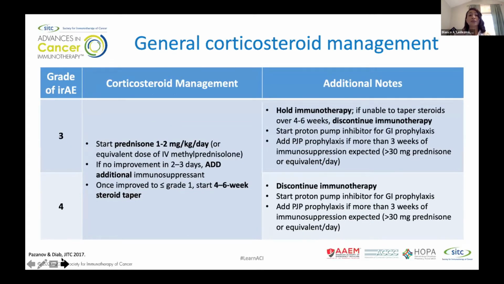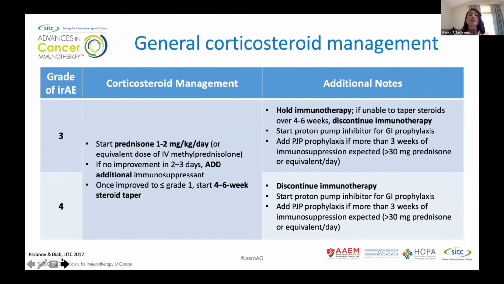For a patient who has a grade 3 or grade 4 IRAE, we want to start prednisone at 1 to 2 milligrams per kilo per day, or IV methylprednisolone or its equivalent. If it does not improve in 2 to 3 days, we want to add additional immunosuppressants, which we'll get into in just a sec. Once it recovers to a grade 1 or less, we can taper these patients slowly over 4 to 6 weeks. For the grade 3s, we want to hold the immune checkpoint inhibitor, and if we're not able to taper in 4 to 6 weeks, we want to discontinue it.